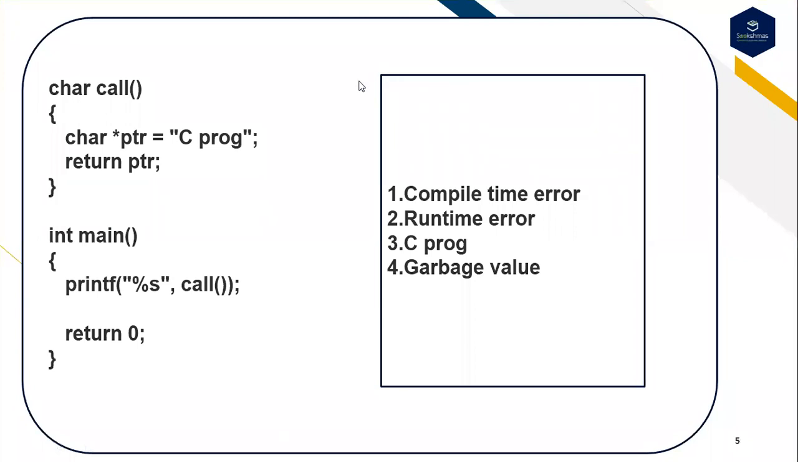We will go for the second question, char star, and this is the pointer initialization in a C program returning this pointer. In main, printf percentage s, I'm calling this function, and these are all the following options. Predict the output of this code, how this code works.